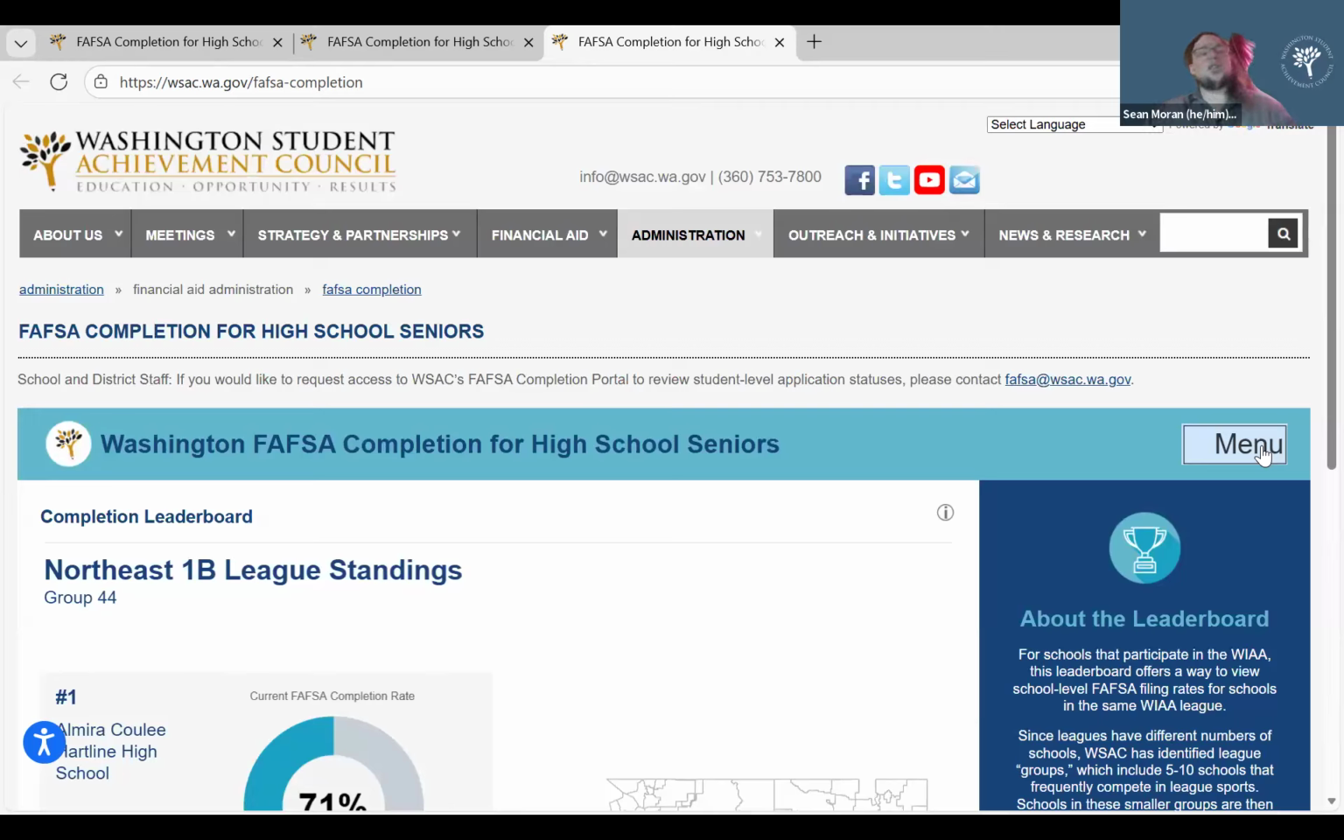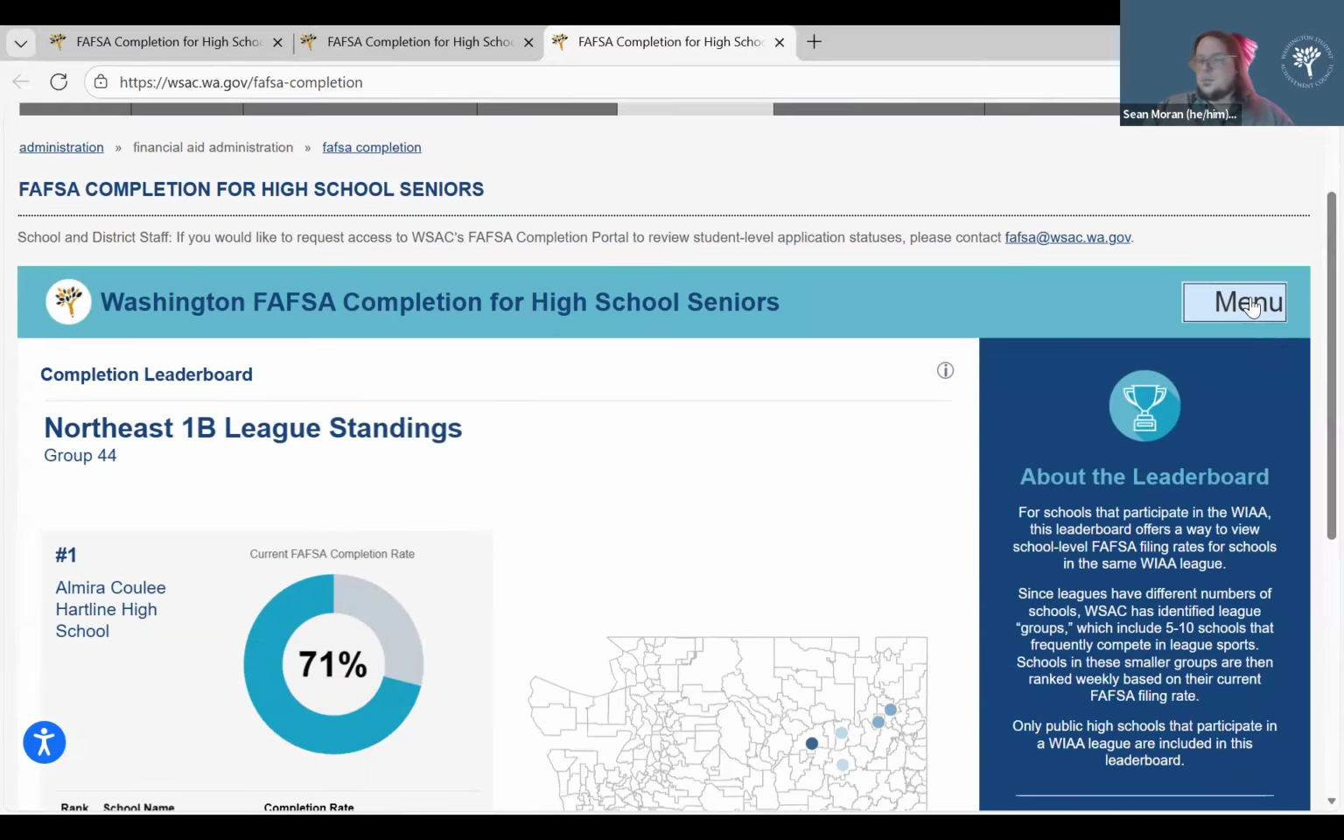So that means if schools have less than 20 students in their senior class, then you will not show up on the public dashboard. The reason is because of data suppression, so that students cannot be aligned with whether they have or have not completed.